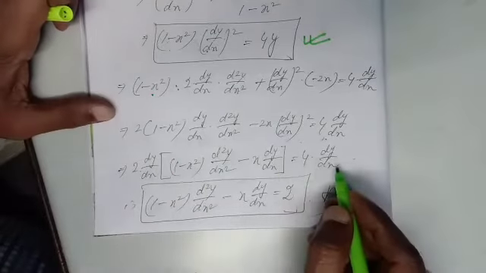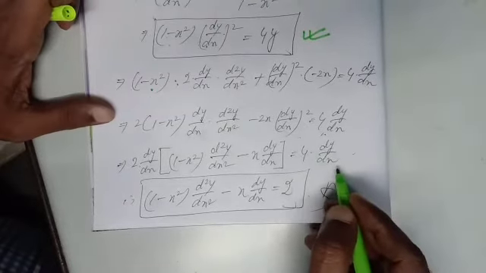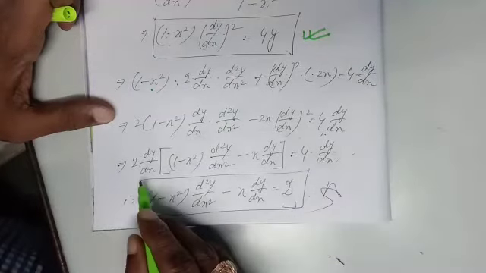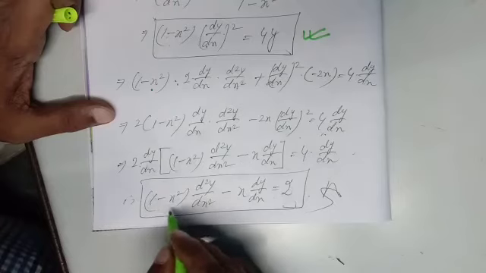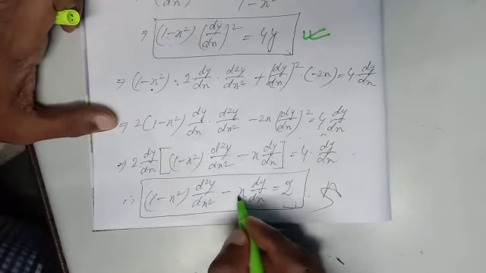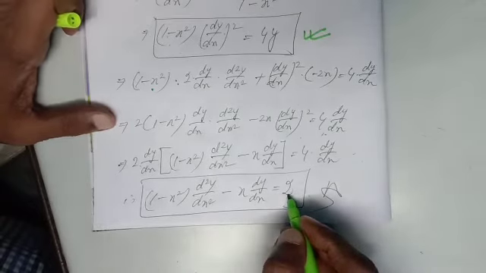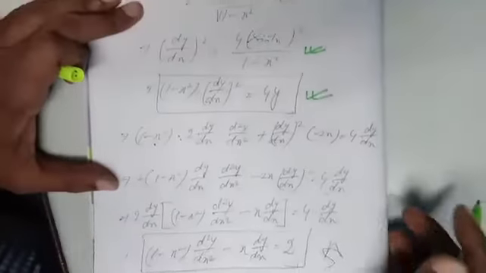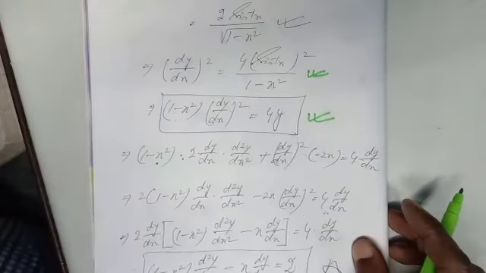Right hand side is 4 into dy by dx. Cancelling 2 and dy by dx from both sides, the left part is 1 minus x square into second order derivative minus x into first order derivative is equal to 2. This is the way of proving the question number 2. Let us see the next question.